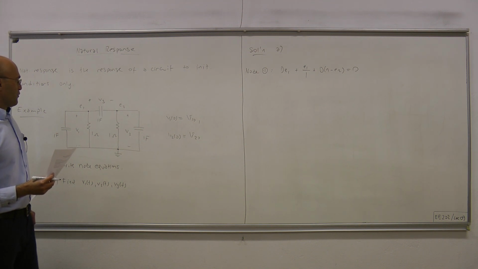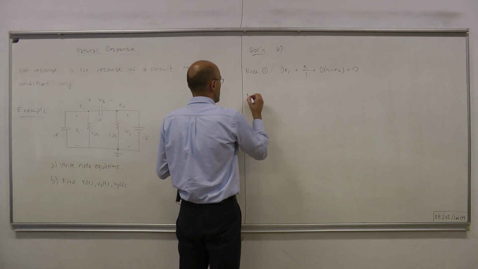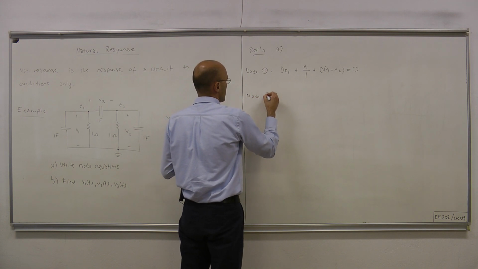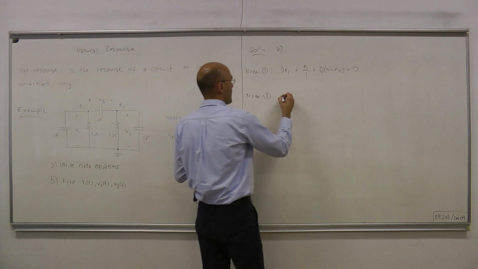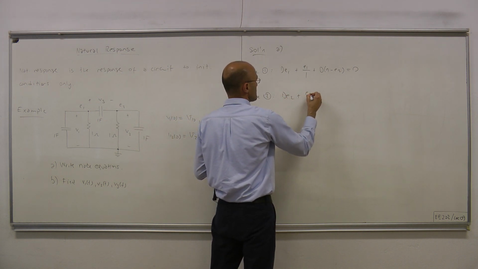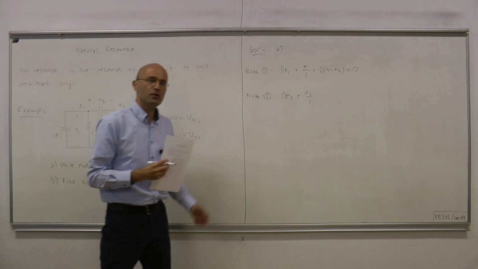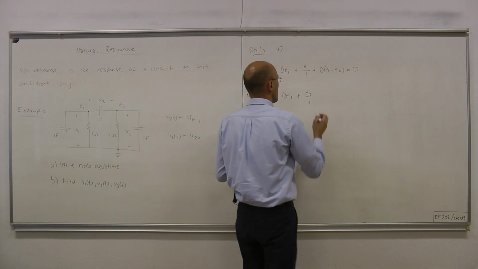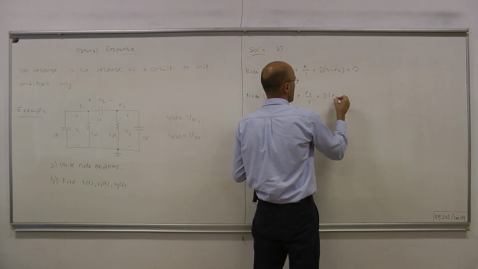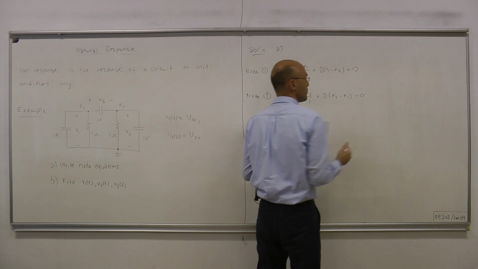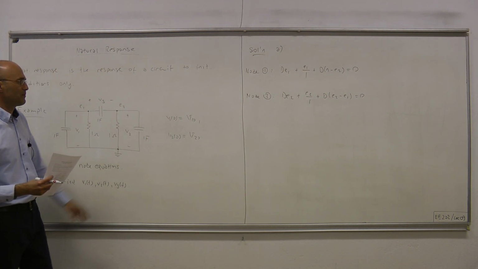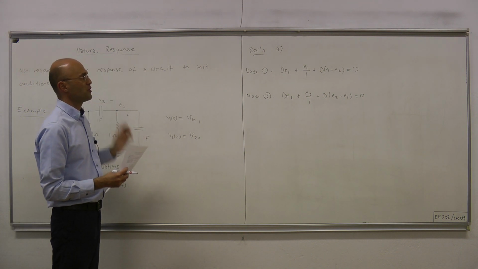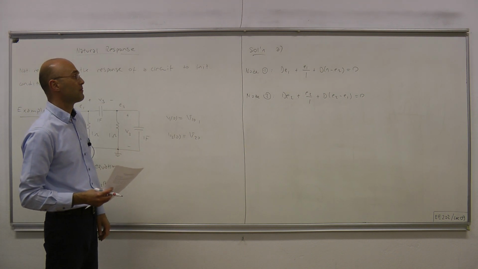As for the second node, we're going to do the same thing. This current is dE2, plus we have the current through the resistor, E2 over 1, and finally we have E2 minus E1, and that equals 0. Because of the symmetry of the circuit, we have a nice symmetric pair of equations.